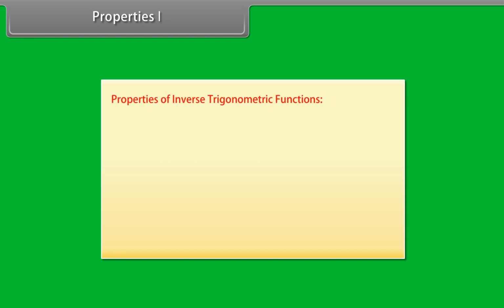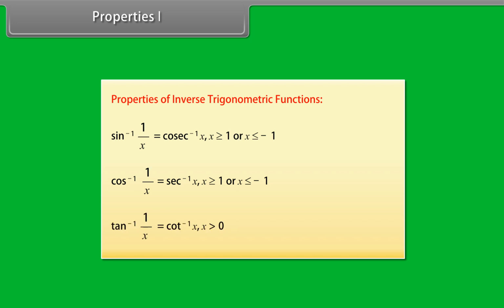Properties 1. Let's now learn about properties of inverse trigonometric functions. Sine inverse 1 by x is equal to cosec inverse x, for x greater than or equal to 1 or x less than or equal to -1. Cos inverse 1 by x is equal to sec inverse x, for x greater than or equal to 1 or x less than or equal to -1. Tan inverse 1 by x is equal to cot inverse x, for x greater than 0.